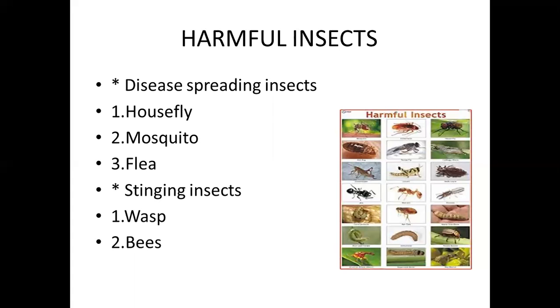Only some types of mosquitoes spread these diseases. Malaria is spread by the bite of female Anopheles mosquito, and dengue is spread by Aedes mosquito.